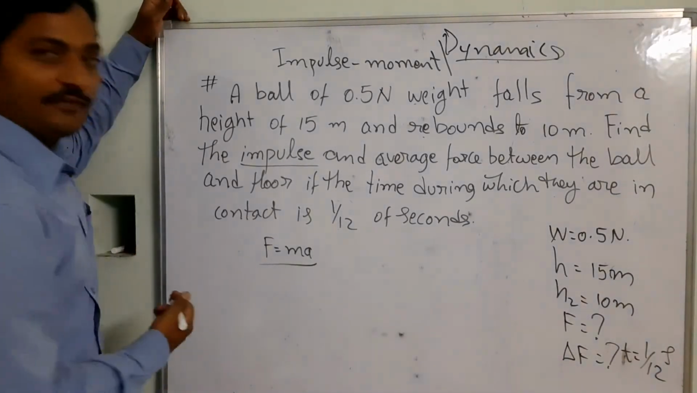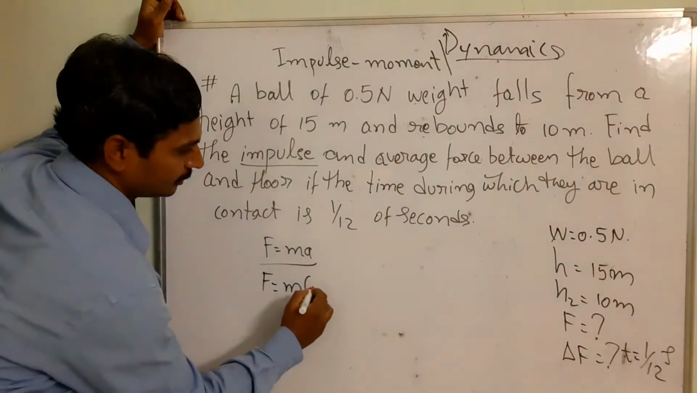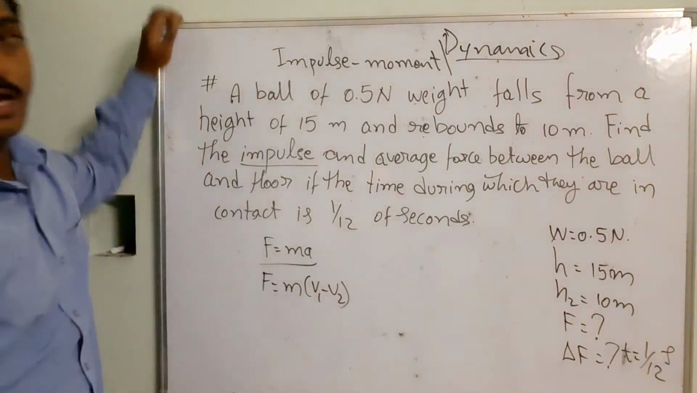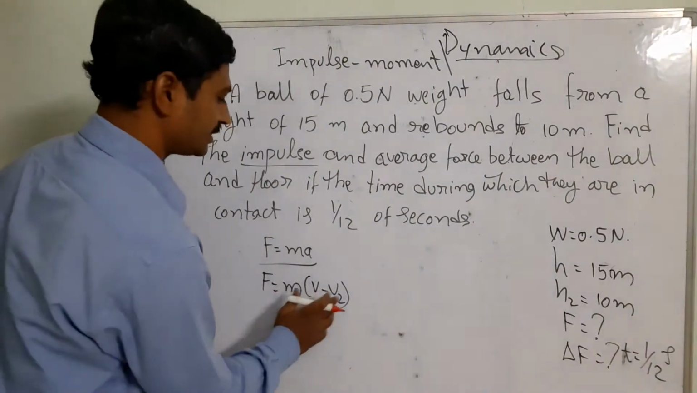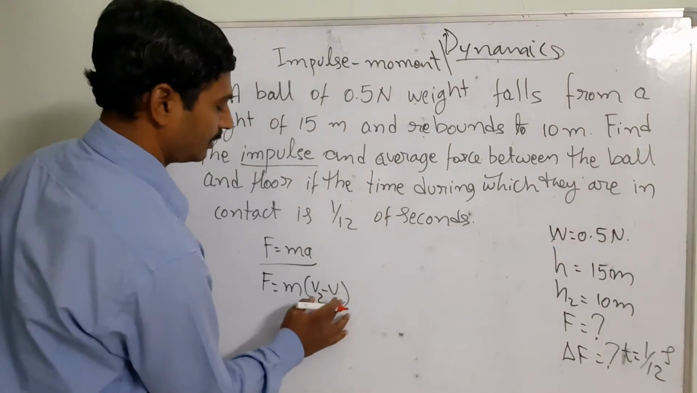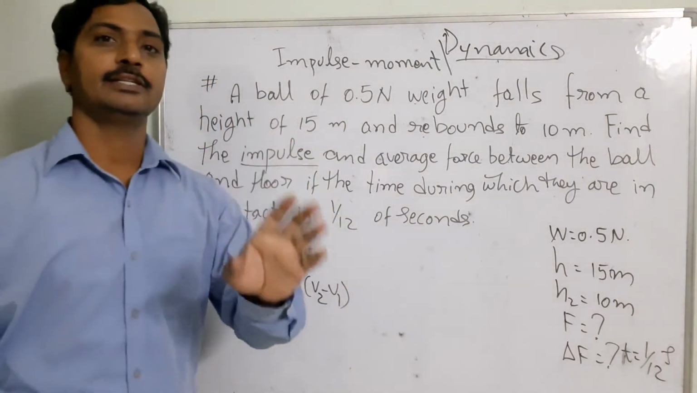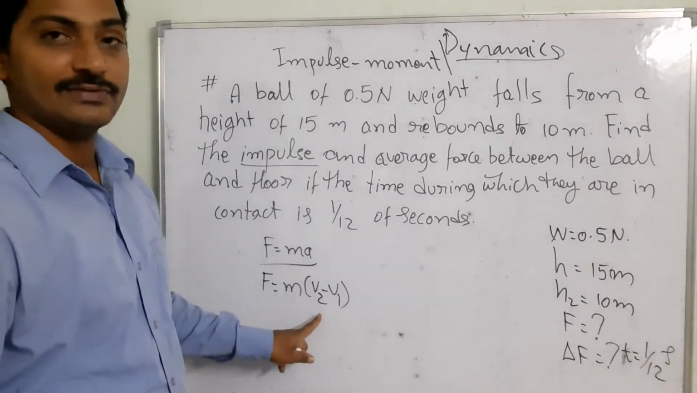So the final equation of this one is going to be F is equal to m into V1 minus V2, or V2 minus V1 also we can take here. This depends on the velocity; we are going to take V2 minus V1, that means the final minus the initial velocity. Then how can you find V1 as well as V2?